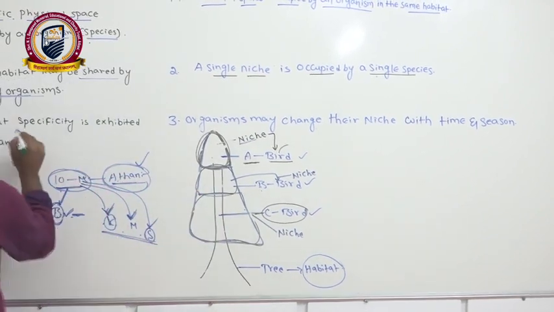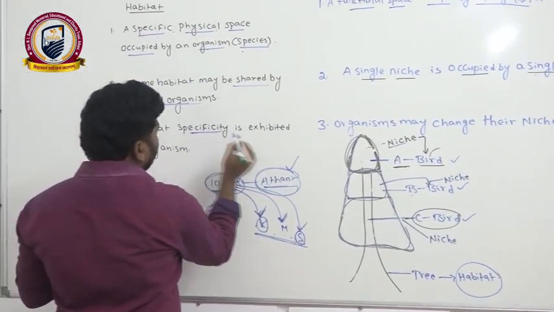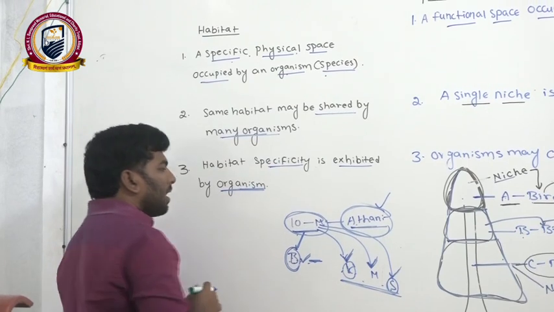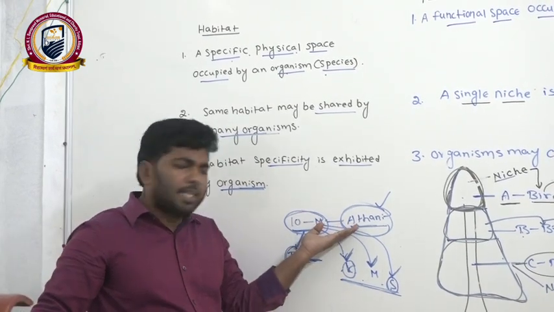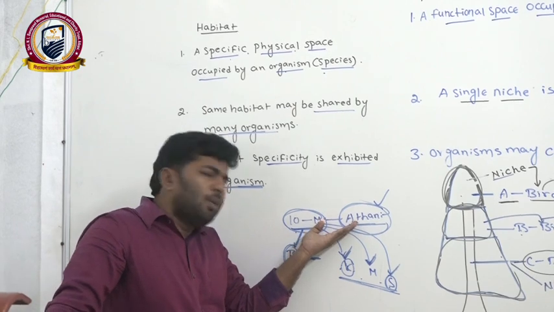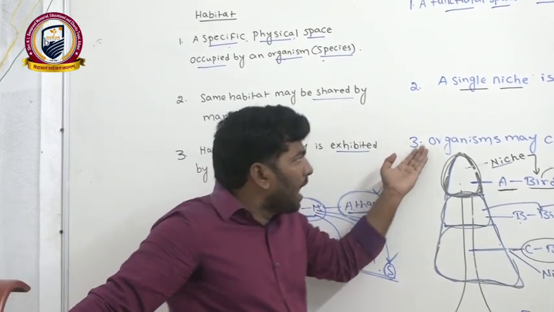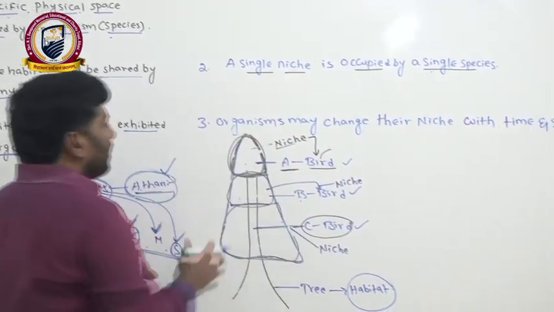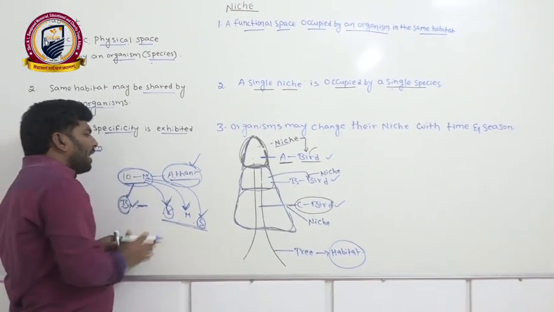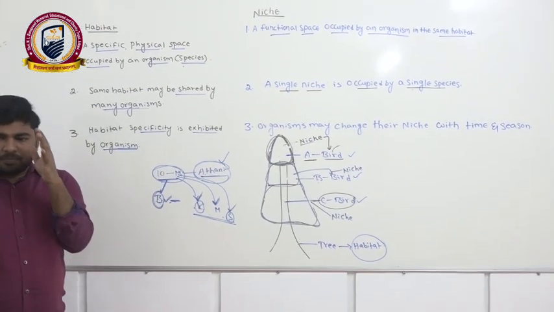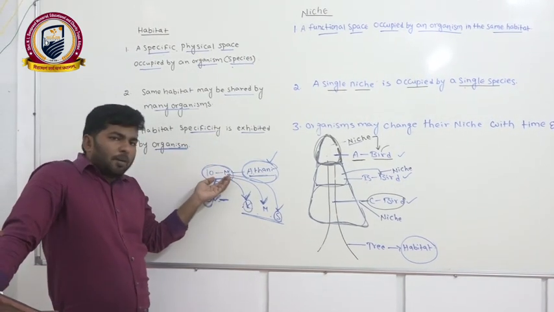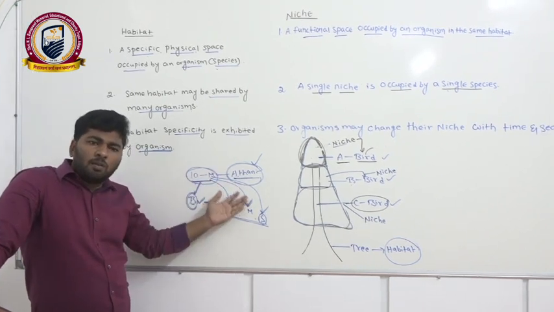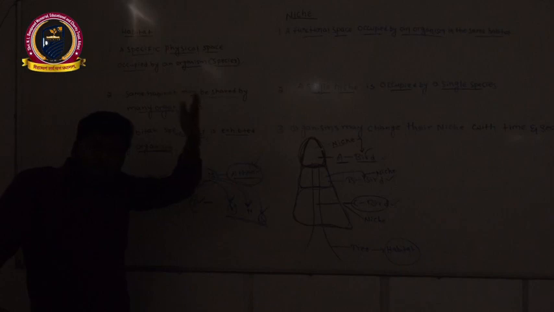Now the next one, habitat specificity is exhibited by organisms. My native place is Athene, so I prefer to live in Athene only. But organisms may change their niche with time and season. For example, if I am not getting a proper salary or proper requirements, and I am not satisfied in this college, I will go to another college, or else I will leave this job and join a bank as a bank operator.